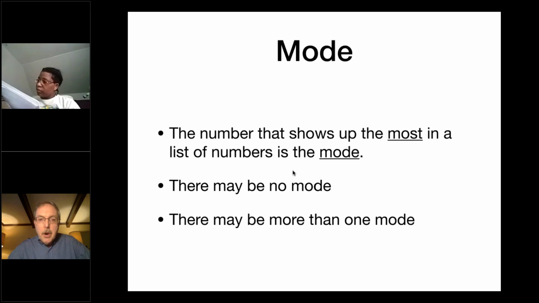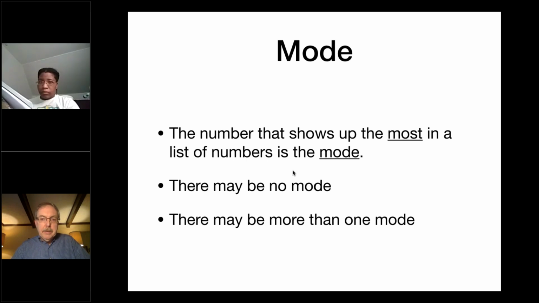Now there may be no mode for a list of numbers. If each value appears just once, then there's no mode. There's none of them that wins out over the rest for how many times it shows up. But there also might be more than one mode. So you might have some value in a set of numbers that shows up 3 times, and then another, different value that shows up 3 times. Both of those are the mode.